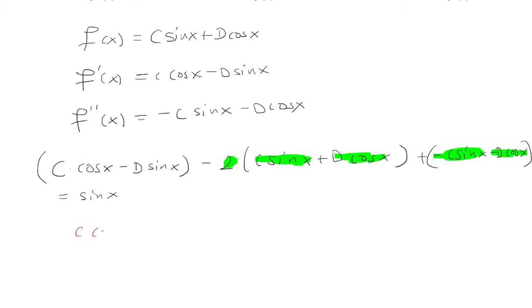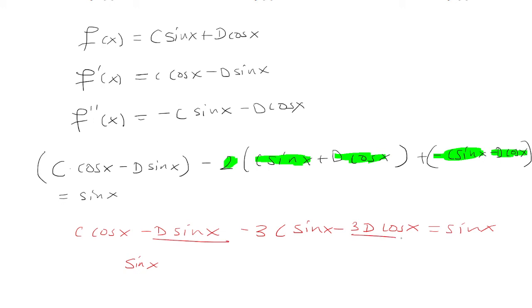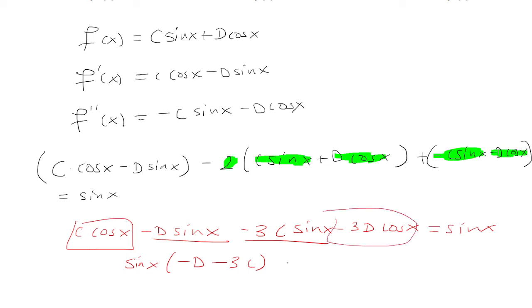So right now we have c cosine of x minus d sine of x minus 3c sine of x minus 3d cosine of x. And that's going to equal sine of x. So now we can just factor out the sine of x's. So we'll have negative d and then minus 3c. And then with cosine of x, we can factor out a c and a negative 3d.